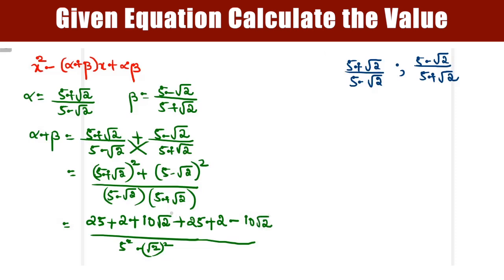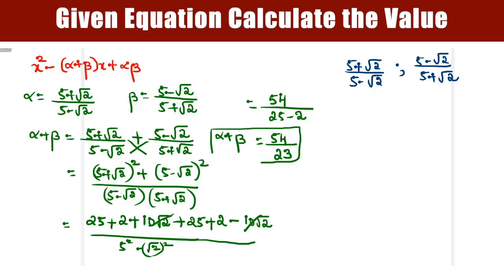Now I'm going to simplify the plus 10 root 2 and the minus 10 root 2. They vanish. So essentially it is 25 plus 2 plus 25 plus 2, making it 54 on the numerator. Now let's look at the denominator. 5 squared is 25. Root 2 the whole square is 2. So 25 minus 2 is 23. So it is 54 divided by 23. So that is the value of alpha plus beta.